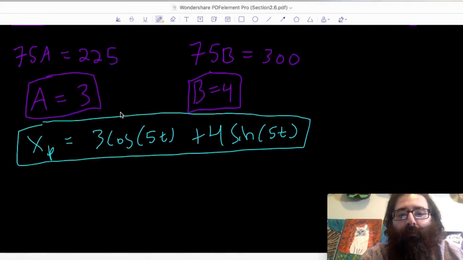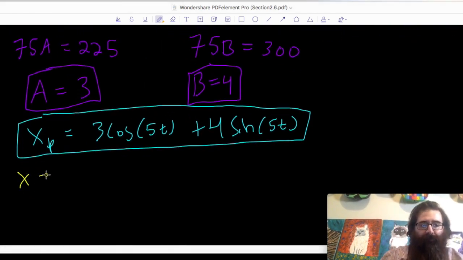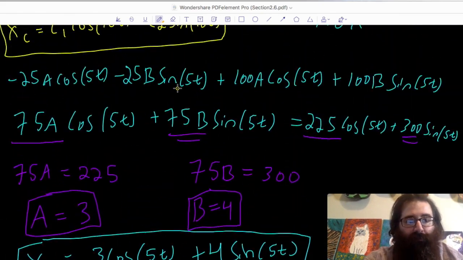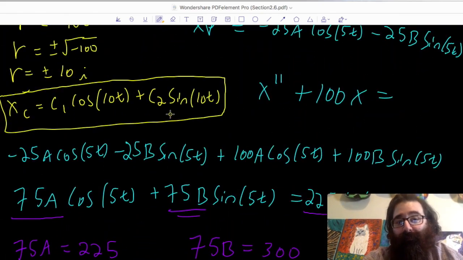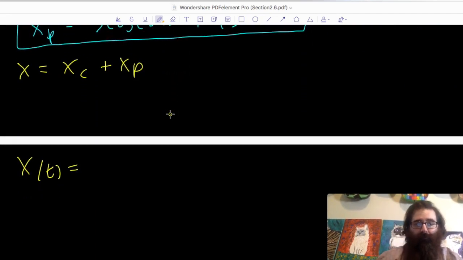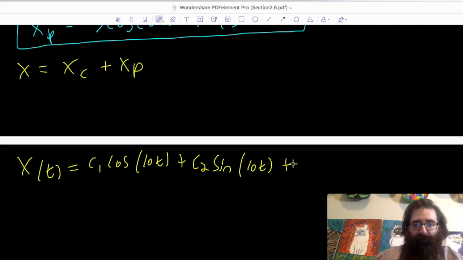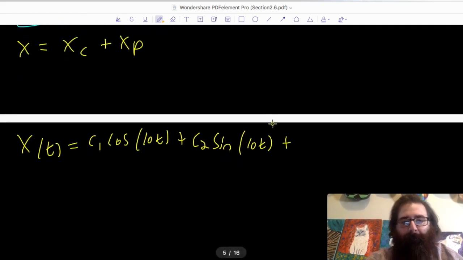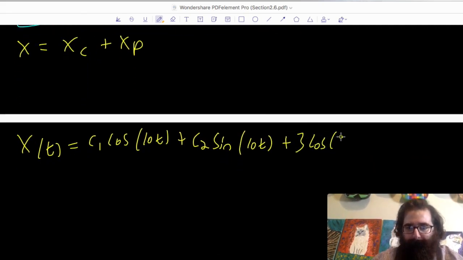Now, wait, there's more, quite a bit more. I can build my overall solution. X is equal to the complementary plus the particular solution. Let me do this underneath here. So x at t, what was my complementary solution? We found that earlier: C1 cosine 10t plus C2 sine 10t. Plus my particular solution, just fresh out of the oven, 3 cosine 5t plus 4 sine 5t.